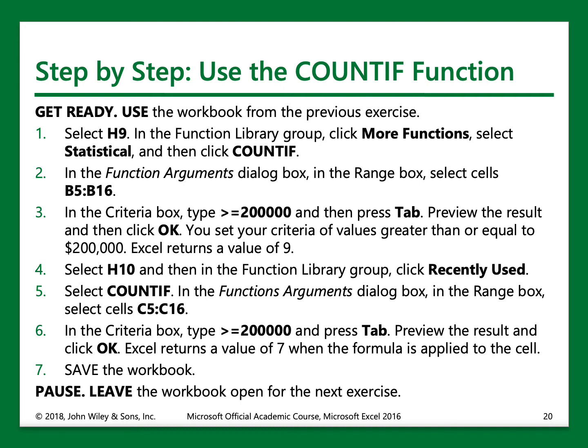Now we're going to move on to H10 and use another COUNTIF function. We're going to look at C5 to C16, and then we're going to type the criterion of greater than 200,000 again. You can preview the result, and that should be a value of 7 this time, so fewer meet this criterion.